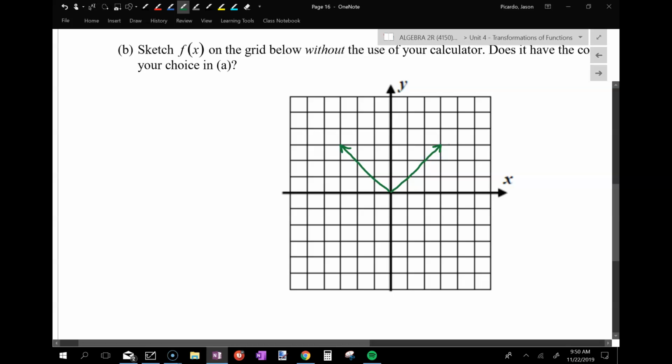So there's an absolute value graph. I did not shift that one. That's just the normal one, right? So that would be this. And now all I'm going to do is take this graph and shift it down 4 units, right?